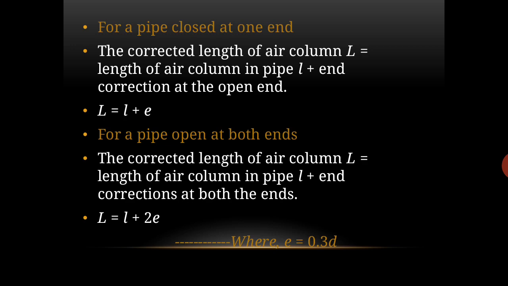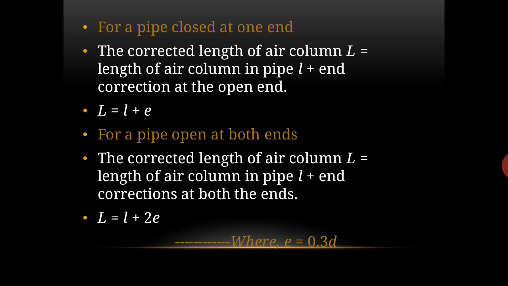For a pipe closed at one end, the corrected length of the air column, capital L, is equal to the length of air column in the pipe, which is small l, plus the end correction at the open end, which is E. Now this is just for a pipe closed at one end.